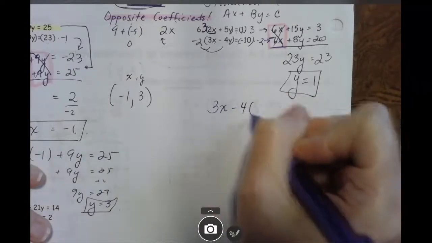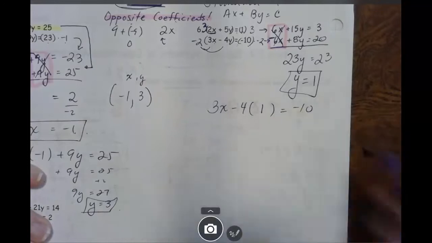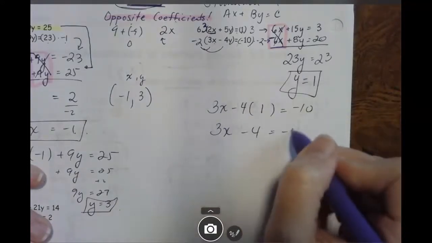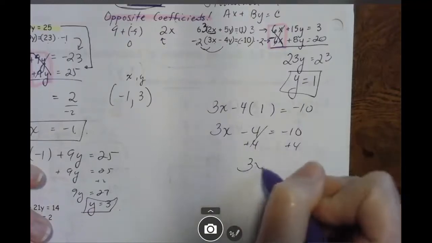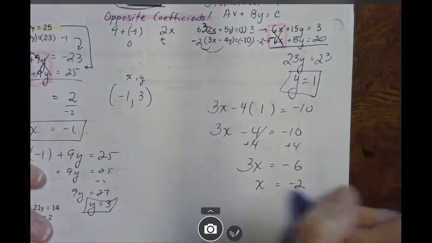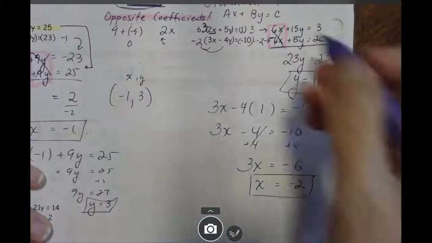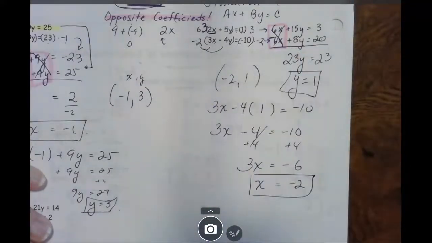3x minus 4 times y. Y is 1, equals negative 10. 3x minus 4 equals negative 10, plus 4 on both sides. 3x equals negative 6, x equals negative 2. There's my x, there's my y. My answer for number 6, remember, it comes in the form of x comma y, is negative 2, 1.